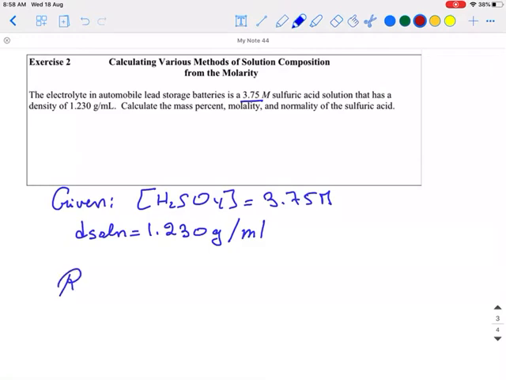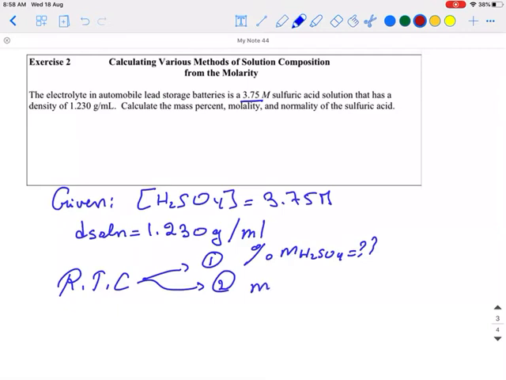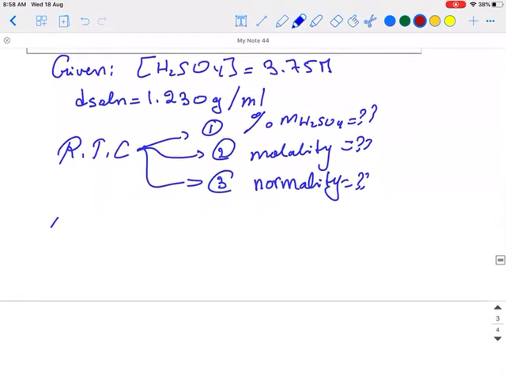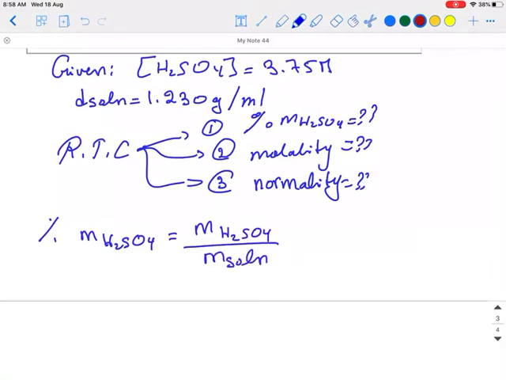Calculate, so we have requirements. First of all, the mass percent of sulfuric acid. Secondly, the molality of sulfuric acid. And thirdly, the normality of sulfuric acid. We will start. The first requirement: percentage by mass of sulfuric acid equals the mass of sulfuric acid over the mass of total, which is the solution, multiplied by 100.